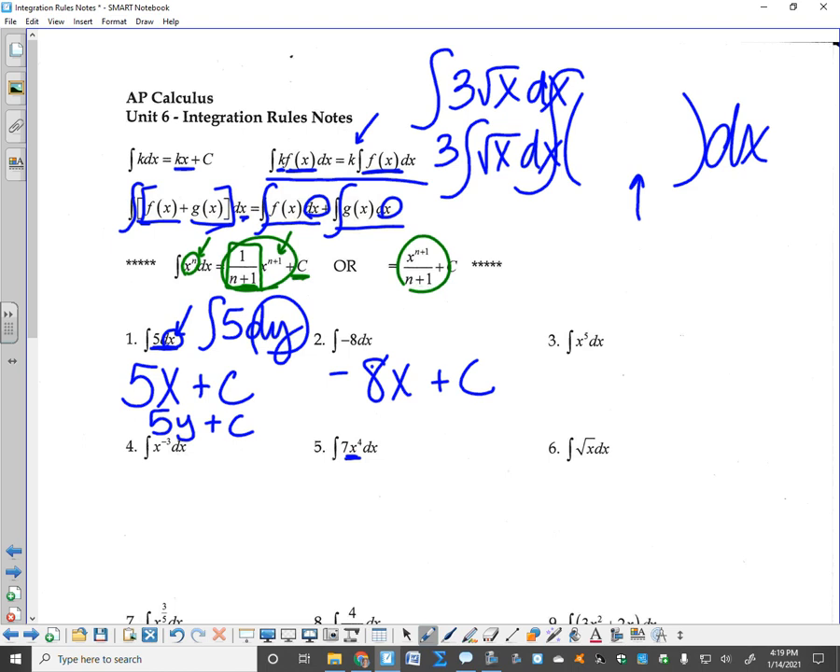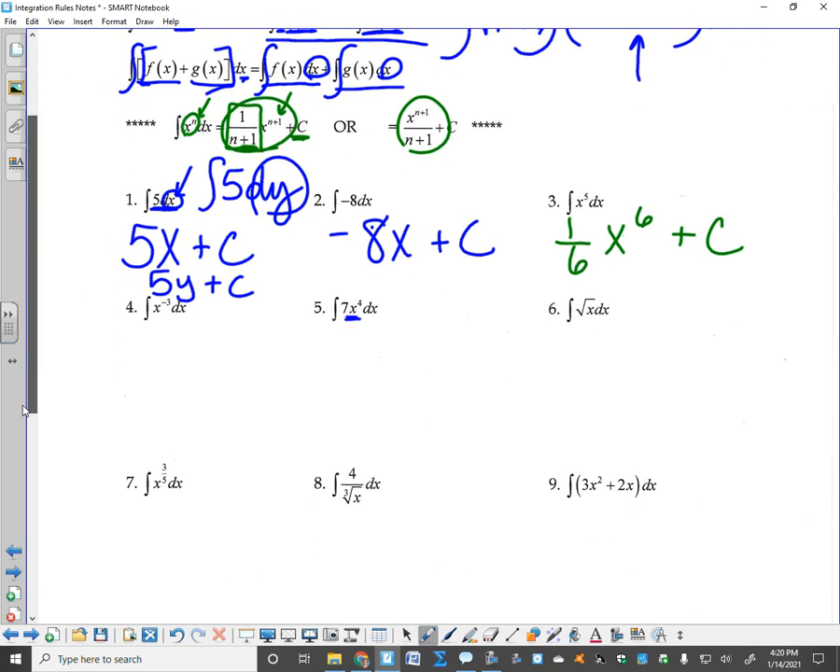Okay, so let's look at number 3. If I'm going to integrate x to the 5th dx, that's going to be 1 over, add 1 to my power, that's a 6, times x to the, add 1 to my power, that's a 6. Don't forget the plus c. Okay, add 1, put it under 1 in the front, and then add 1 to your power.